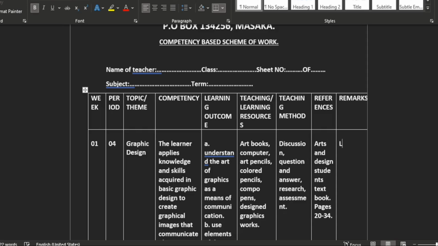Then we have the remarks, right? So after teaching, maybe you did assessment. What do you write there? You just write anything, like maybe the learners learned, you gave them an assignment, they did well, they learned this and this and this, right? So maybe they learned all this, the learning outcome was good. I mean, the competency, they learned all that.